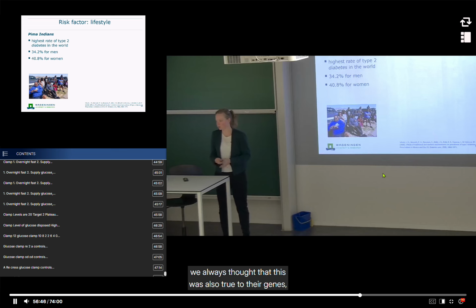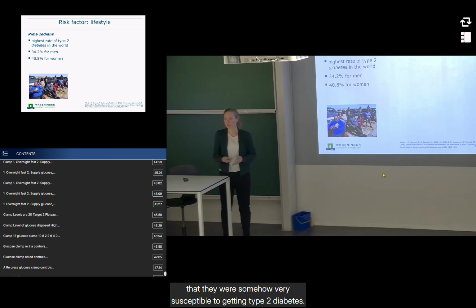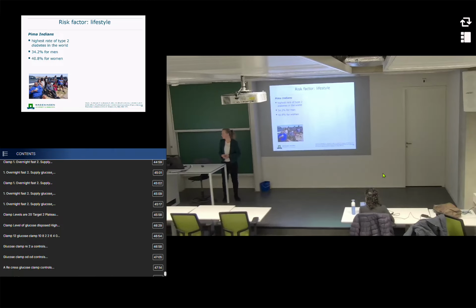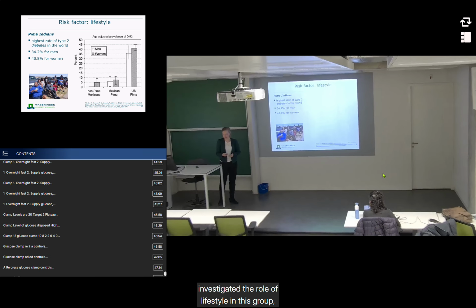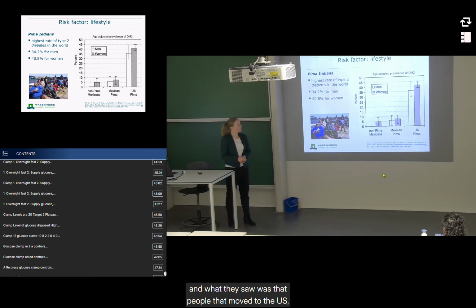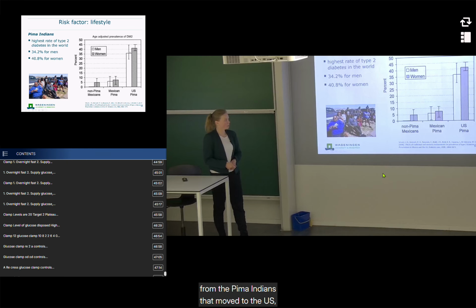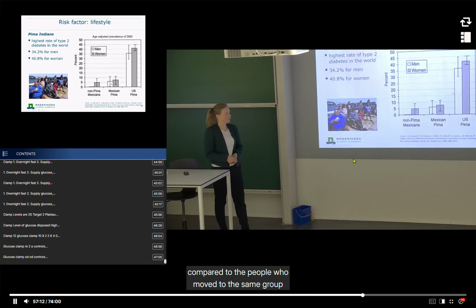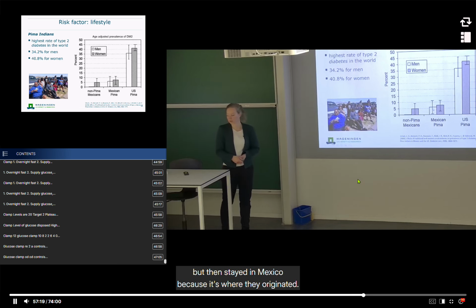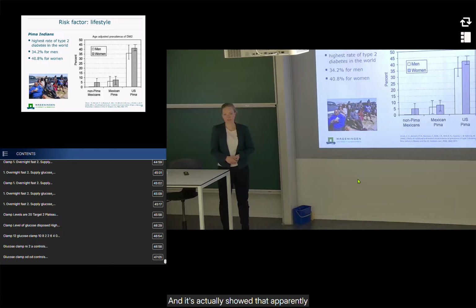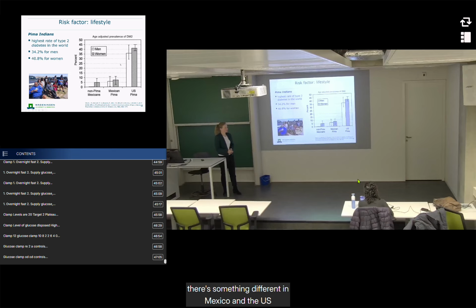We always thought that this was also due to their genes, that they were somehow very susceptible to getting type 2 diabetes. But a couple of years ago, a group of researchers investigated the role of lifestyle in this group. What they saw was that the Pima Indians that moved to the US had a way higher incidence of getting type 2 diabetes compared to the people who belonged to the same group but stayed in Mexico, because that's where they originated. This showed that apparently there's something different in Mexico and the US that gave these people a very high chance of getting diabetes.